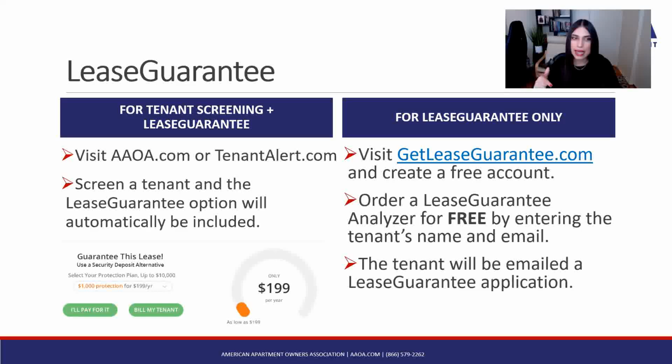On AAOA.com, we have something called a basic background. You could do that one. It doesn't include a credit report, and then you can add on more background information, but it does have an eviction and criminal report.